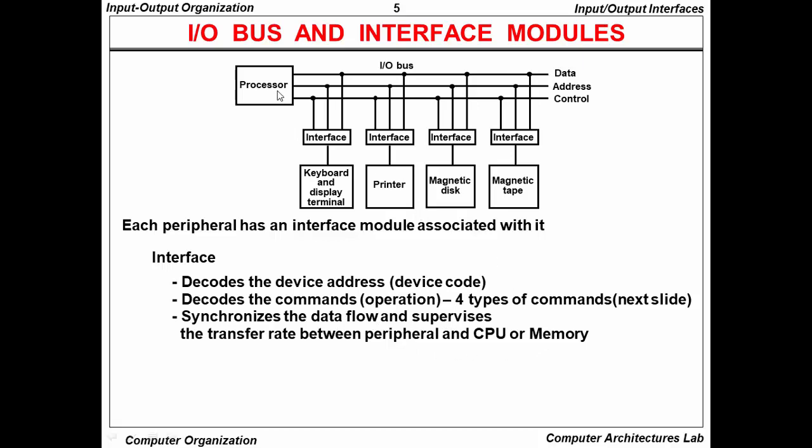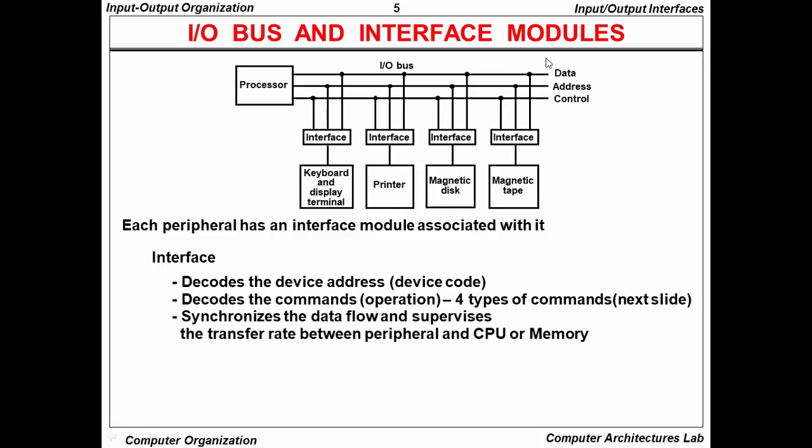Let's say the processor wants to communicate with the printer. It is not that the processor is simply issuing some command for the printer. The data which needs to be printed is available on the data bus. All of these are the IO devices which are connected to the processor. Now, which peripheral device the processor wants to communicate with, the address of that peripheral device is available on the address line.